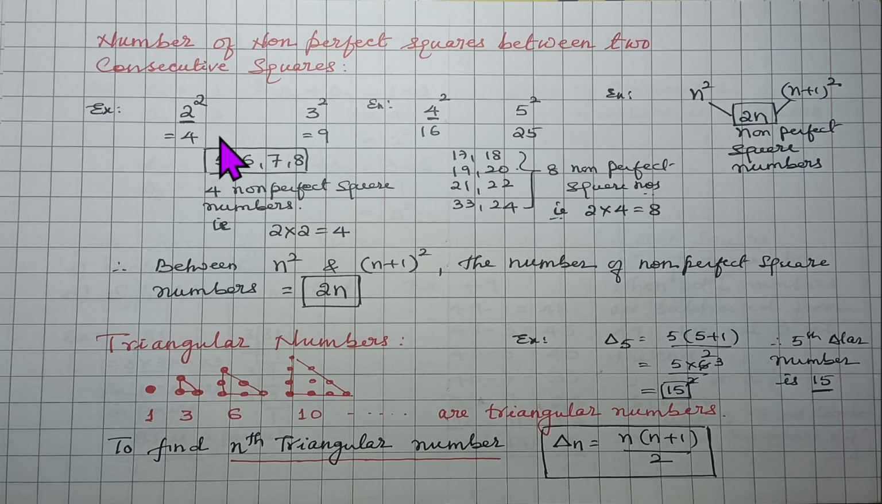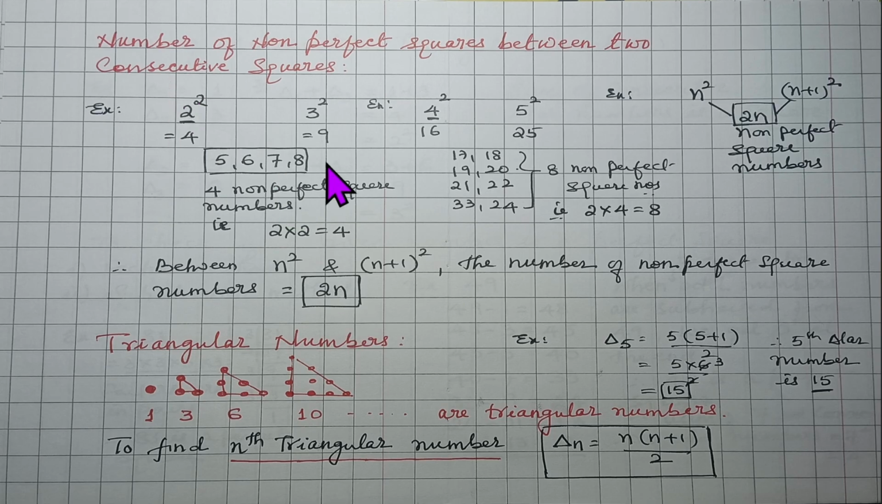Now to find that, the method is very simple. Take 2 and multiply by 2. 2 into 2 becomes 4. Take 4, multiply by 2, you will get 8. So that is the method. For example, if the perfect square is n square and the next perfect square is (n plus 1) whole square, then take n and multiply by 2, there will be 2n non-perfect square numbers. So the conclusion is, between n square and (n plus 1) whole square, the number of non-perfect squares will be equal to 2n.